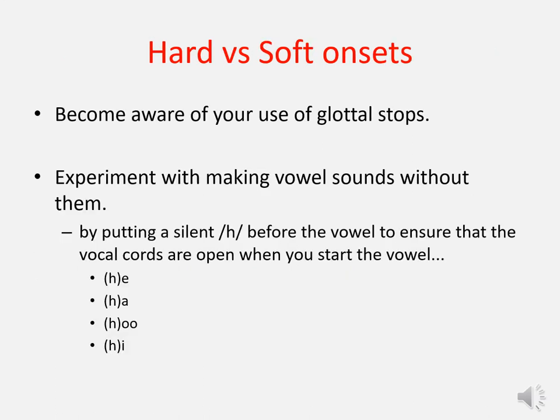Hard onsets are created by closing the vocal cords to produce glottal stops. In contrast, soft onsets can be created by keeping the vocal cords open a bit so that air can pass through them. So for example, if you repeat with a soft onset, it'll sound a bit like there's a silent H before it.